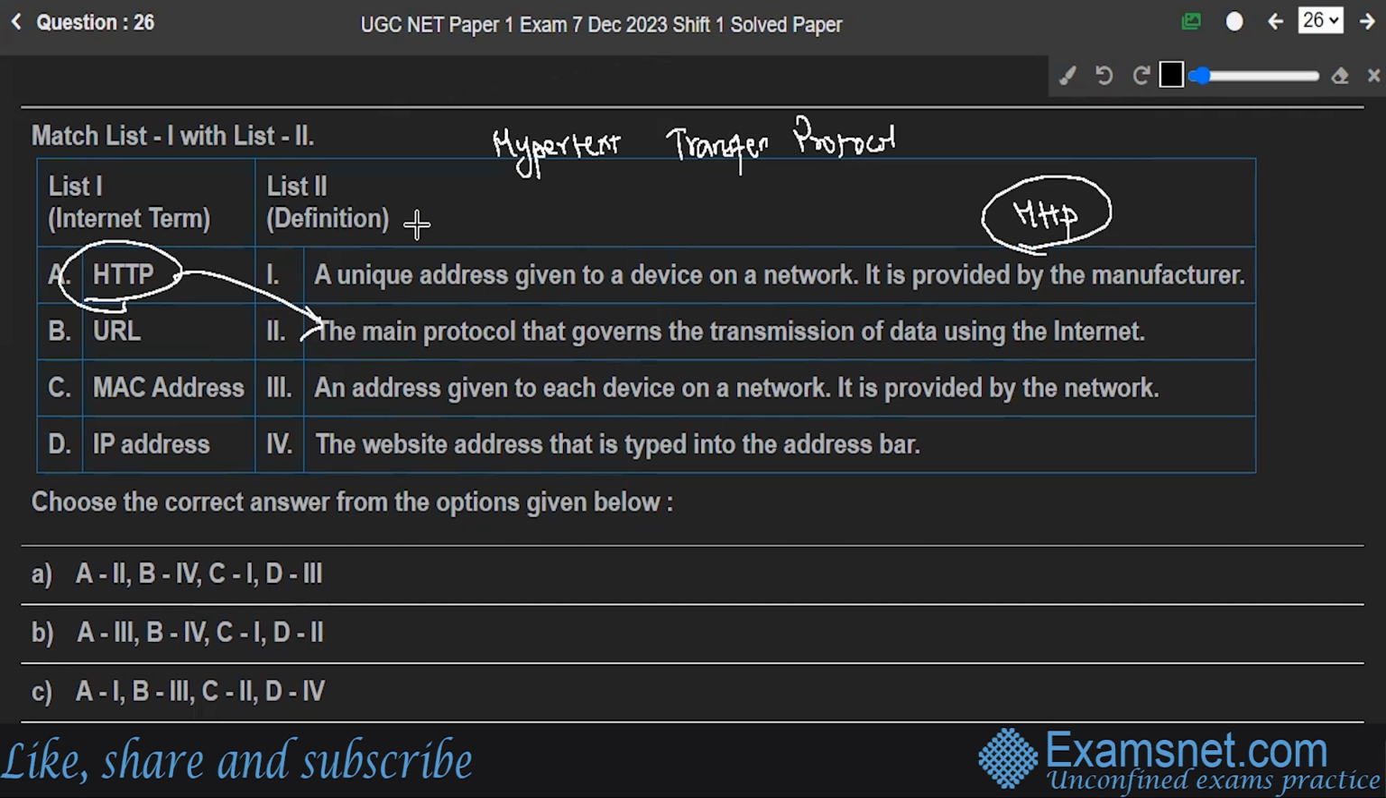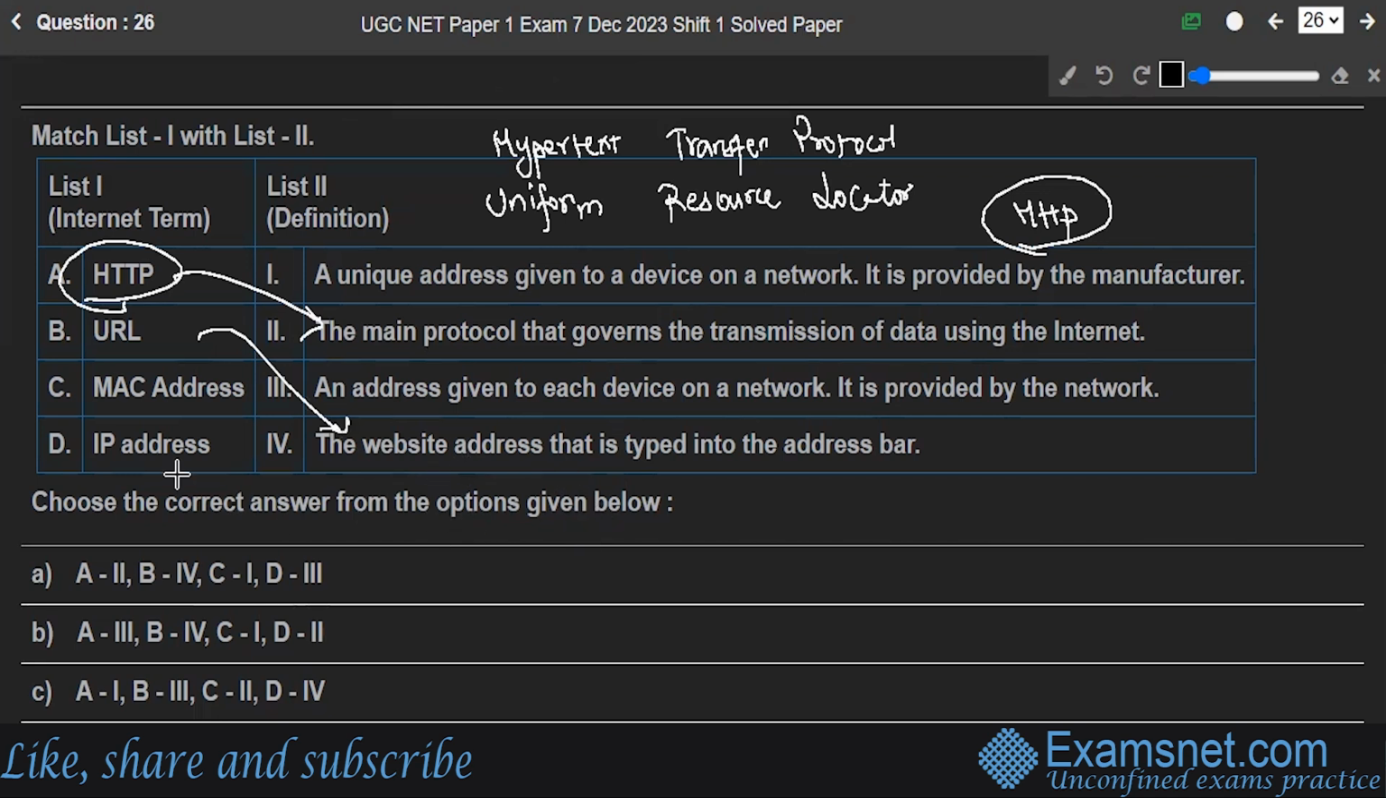Number 2, URL, Uniform Resource Locator. It is the address of a specific page on the internet. When you type a URL into your browser's address bar, the browser sends an HTTP request to the web server at that address. So this matches with the fourth one.